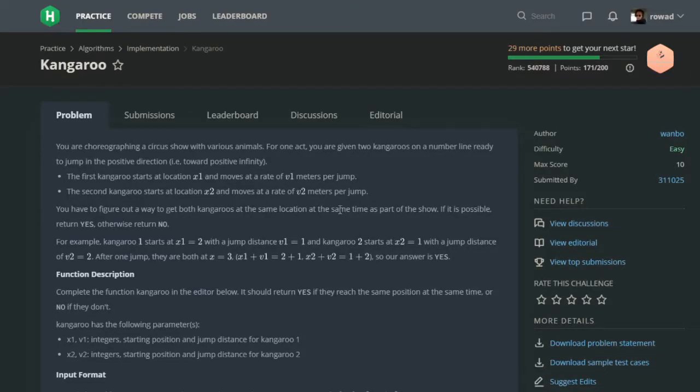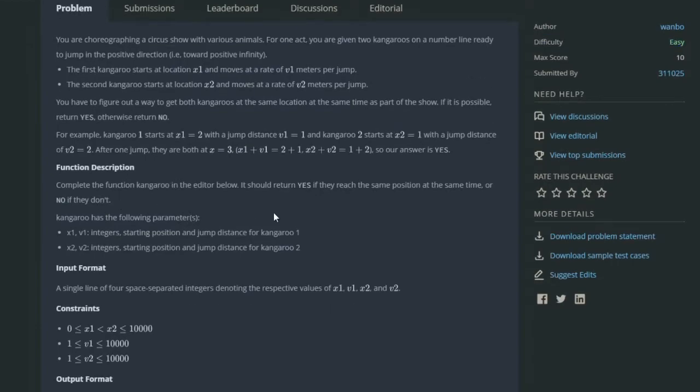Okay, so we have this problem. It's an easy problem called kangaroo. So basically you have an x-axis and two kangaroos. The first one starts at x1 position. The second one starts at x2. And you have two other values, v1 and v2.